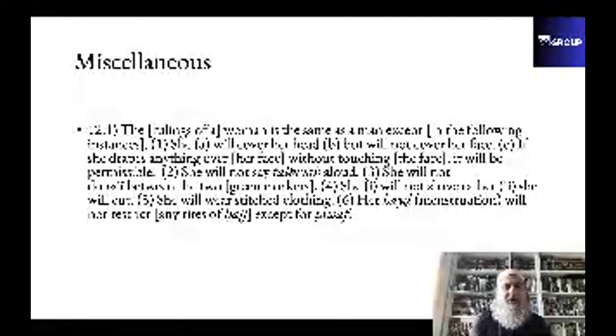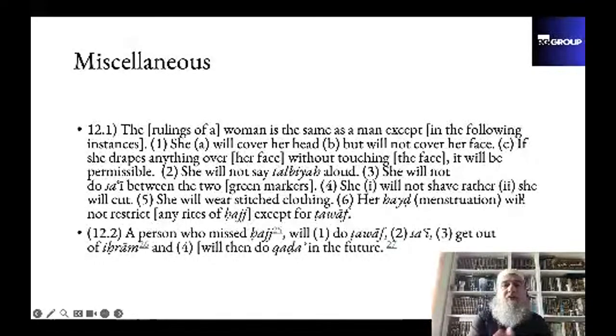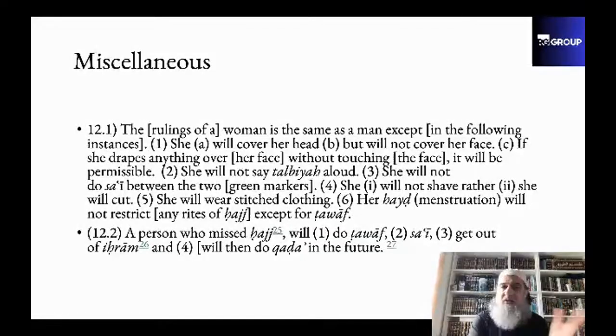She will not say talbiyah aloud. She will not do sa'i between the two green markers, as I've already described. She could maybe pick up her pace very slightly, but she's not going to run. She will not shave, rather she will cut her hair. She will wear stitched clothing, and her menstrual cycle will not restrict her from any rites of Hajj except the tawaf. A person who has missed Hajj will still do the tawaf and sa'i and get out of the ihram, and then they will have qada owed on them.